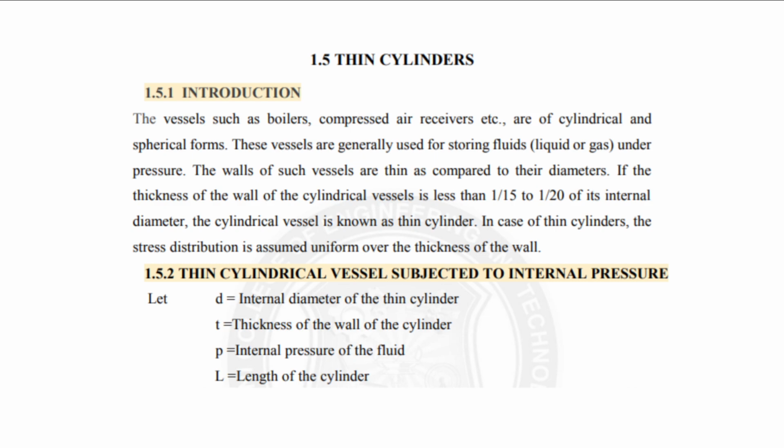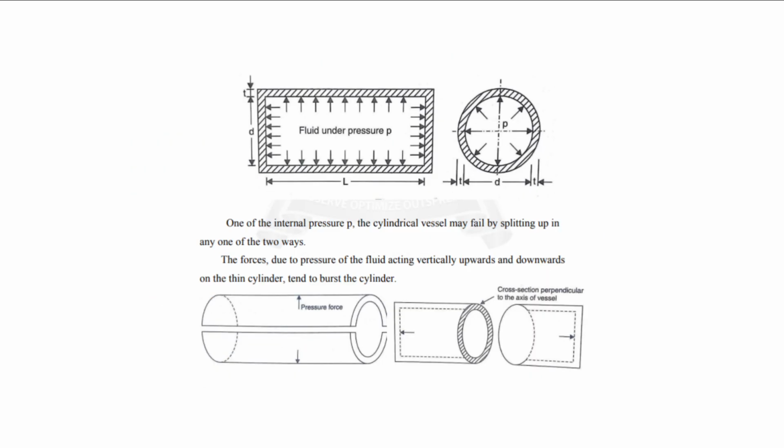So, thin cylindrical vessel subjected to an internal pressure. Let D be the internal diameter, t the thickness, P the internal pressure, and L the length of the cylinder. This is the image of the internal pressure P. The cylindrical vessel may fail by splitting up in any one of two ways. The force due to pressure of the fluid acting vertically upward and downward on the thin cylinder tends to burst the cylinder.